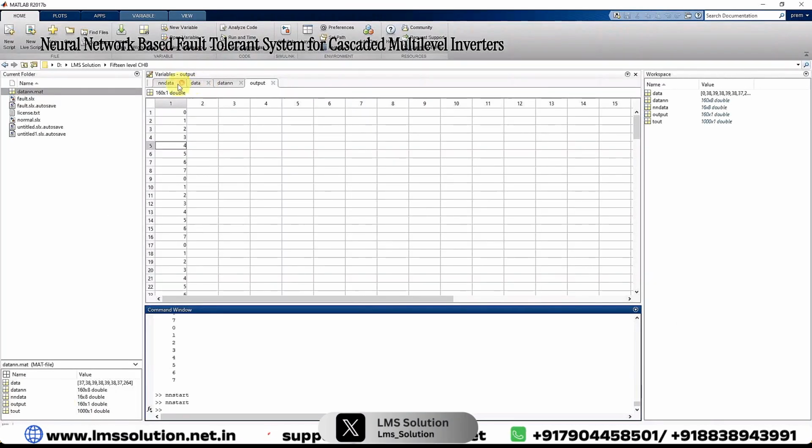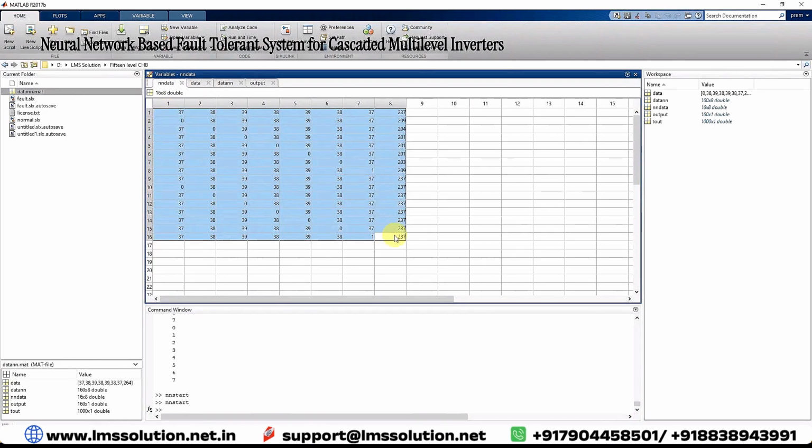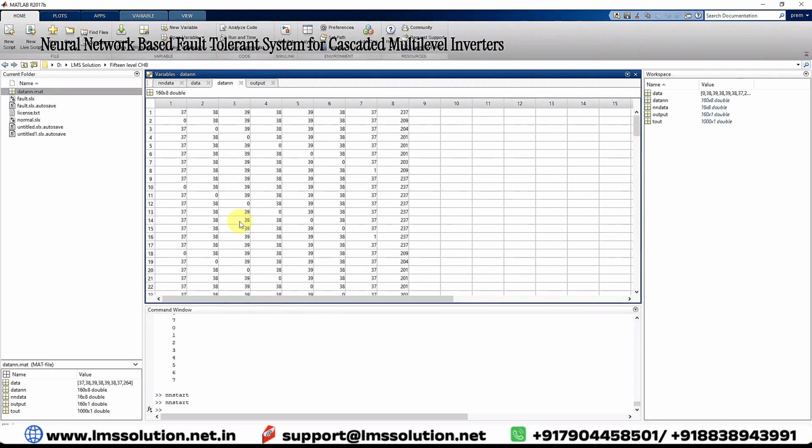Here you can see a single set of data collected from that system for different operations: normal condition and fault in each H bridge. This data has only 60 samples, which is not enough for a neural network. So I'm going to take 10 times this data, that means 10 sets. I'm going to take the same set of data 10 times.